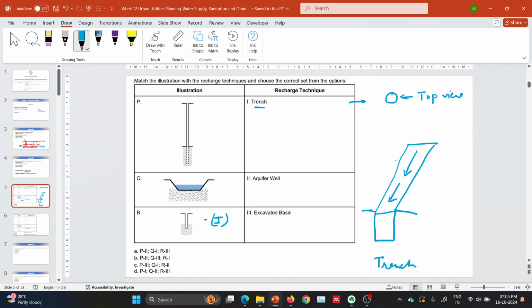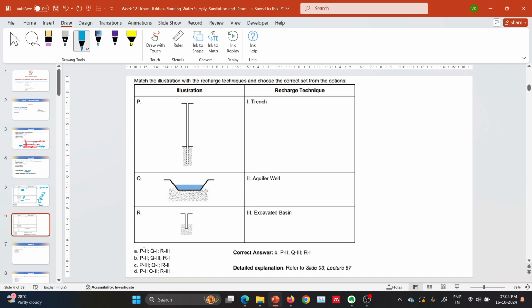So these methods can be used to recharge the groundwater table. Trench is the third one. Aquifer well is the second one. And this one is the excavated basin. P is second, Q is third, R is first. So B is the correct answer.